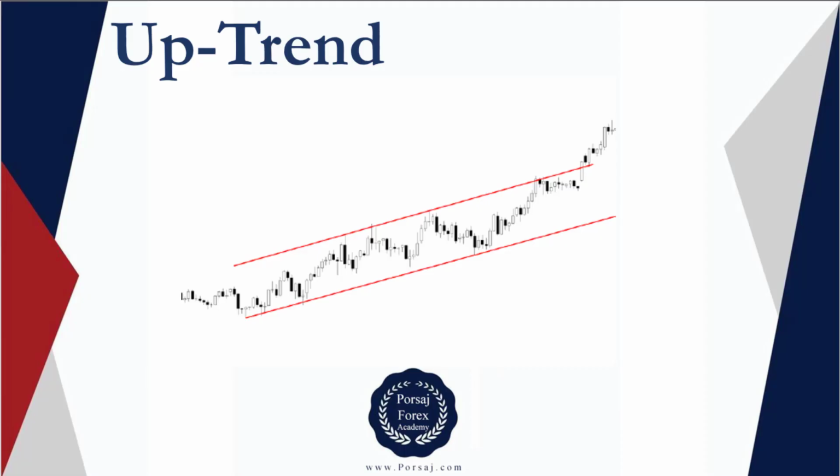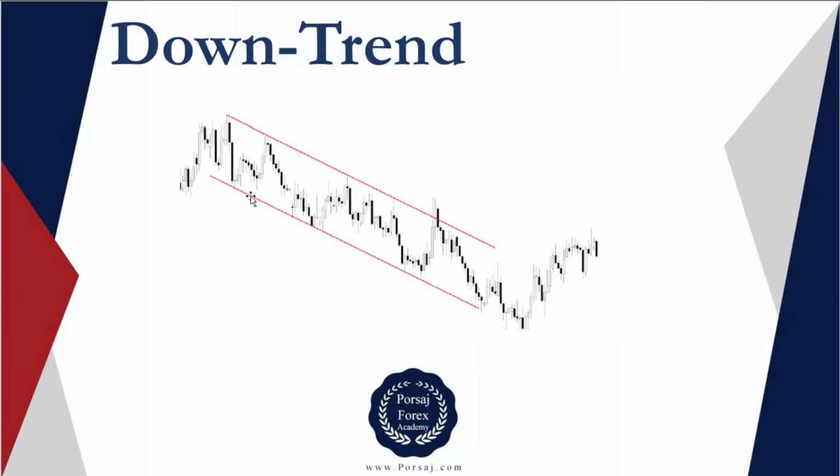A trend is the general direction in which a currency pair's price is moving over a certain period. It can be categorized into two types: uptrend, a series of higher highs and higher lows; downtrend, a series of lower highs and lower lows.